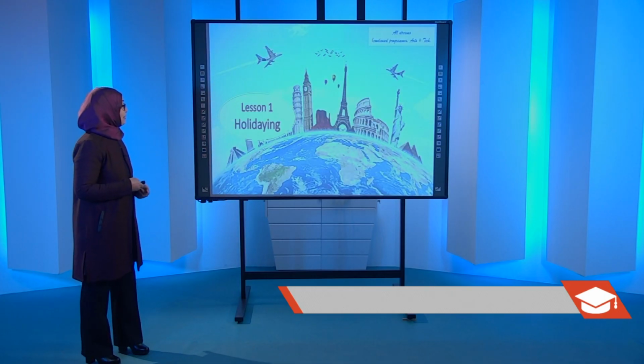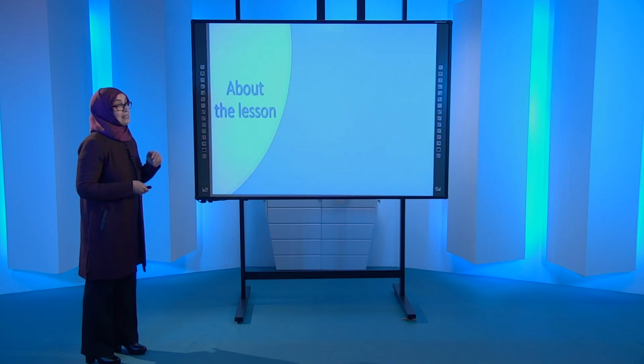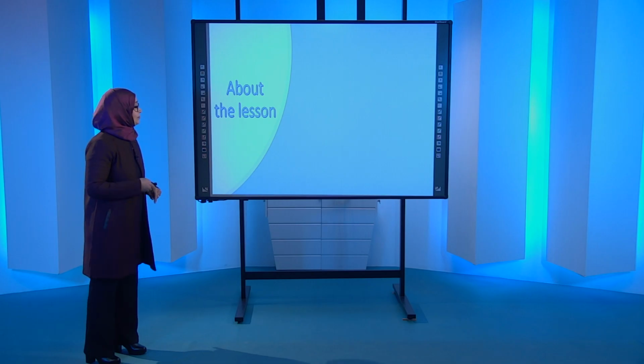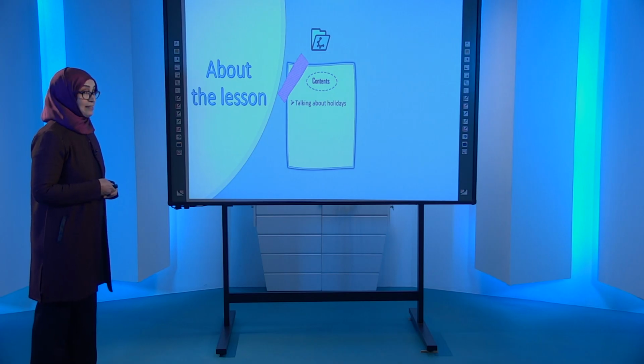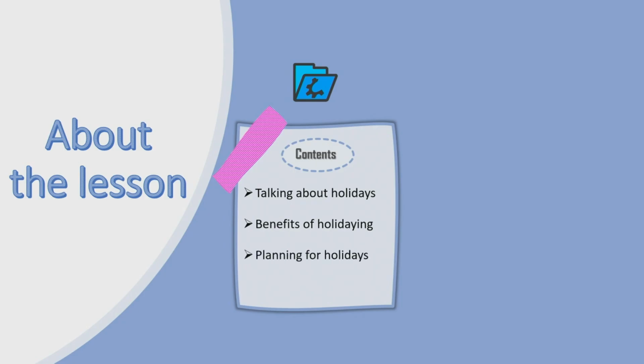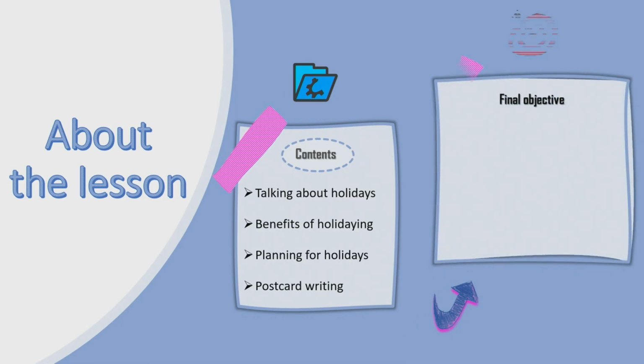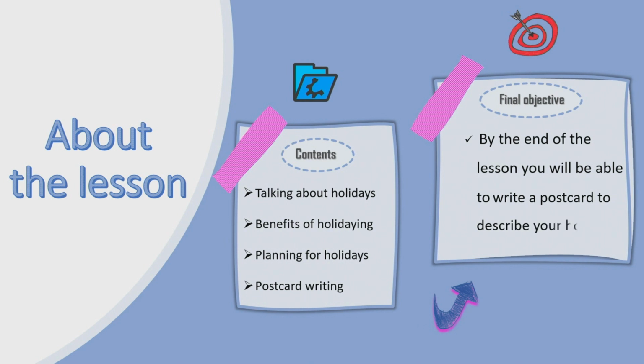Our lesson today, lesson 1, is entitled Holidaying. Now let's see what we will do together today. We will talk about holidays and the benefits of holidays. We will see how to plan for our holidays and how to write a postcard. Our final objective will be the following. By the end of the lesson, you will be able to write a postcard to describe your own holiday.